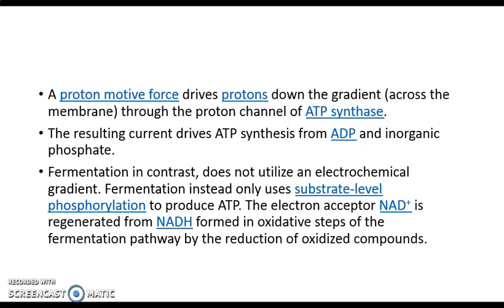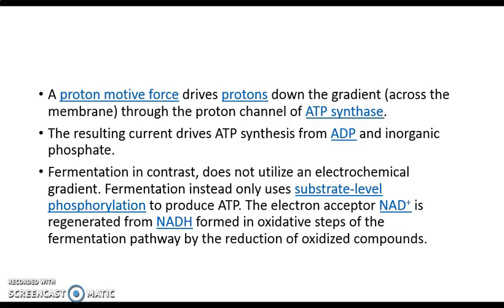But in the case of fermentation, this process doesn't take place. It does not utilize an electrochemical gradient. In the case of aerobic as well as anaerobic respiration, utilization of an electrochemical gradient takes place, but in fermentation it doesn't. Fermentation instead only uses what? Substrate level phosphorylation to produce ATP.